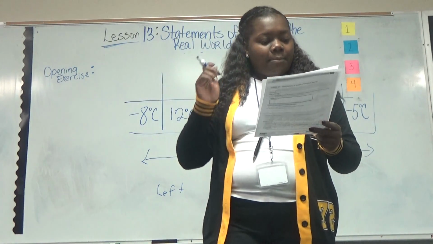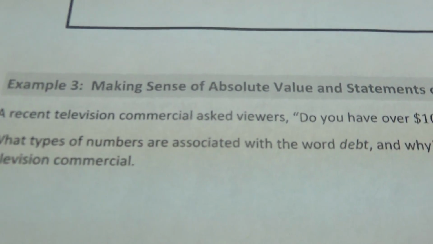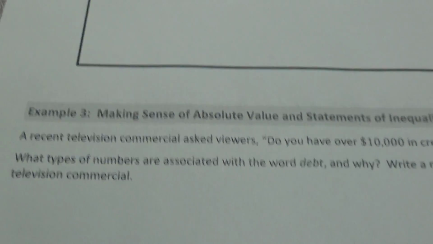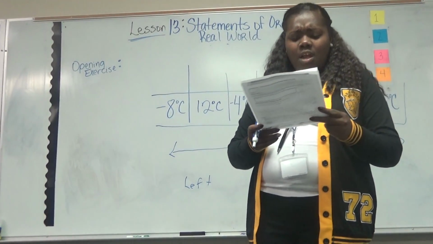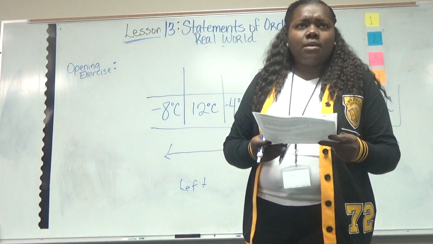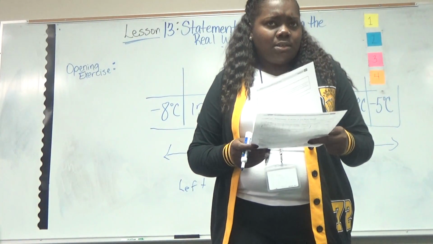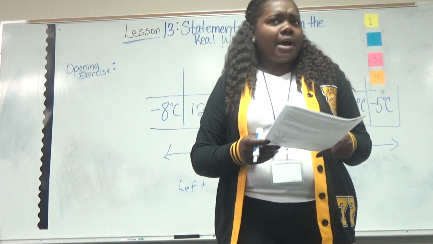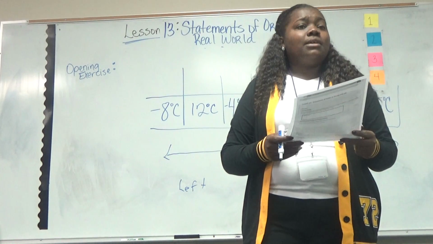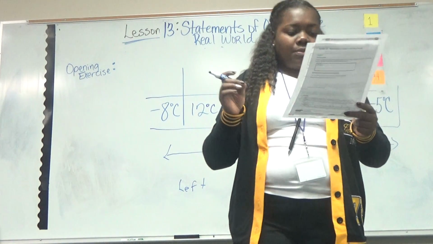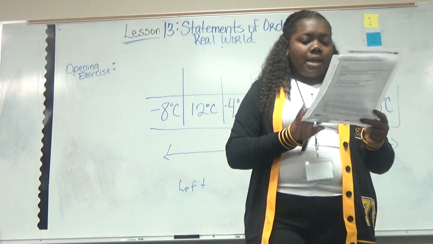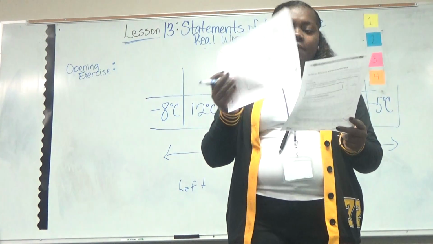Then example 3, track example 3 for me. Example 3 says making sense of absolute value and statements of inequality. So here it says a recent television commercial asks viewers, do you have $10,000 in credit card debt? What types of numbers are associated with debt and why? Is it negative or positive? If you're in debt, negative. If you're in debt, that means that you don't have the money. You owe somebody the money, so it'll be negative, and then you have to tell them why.